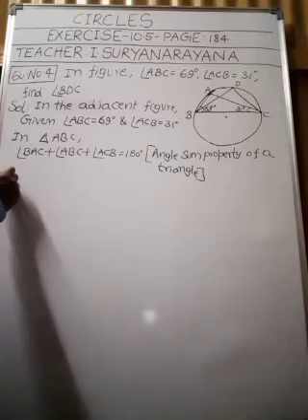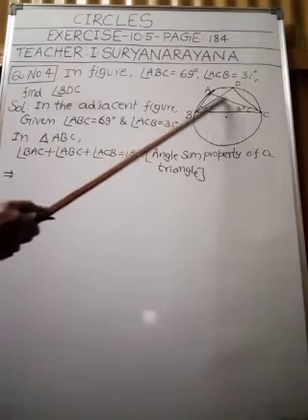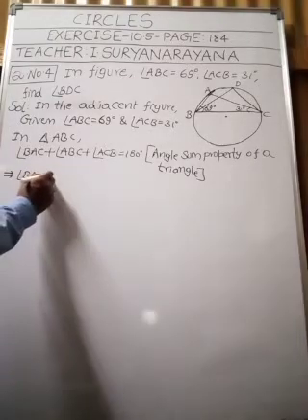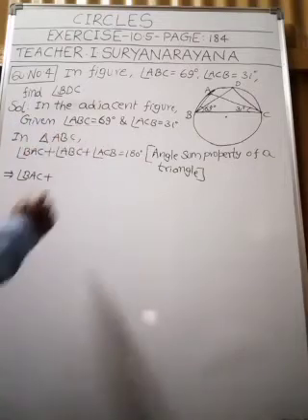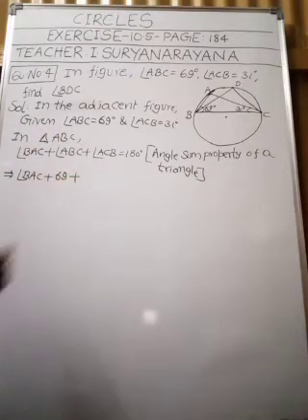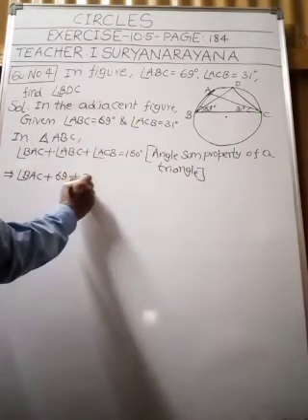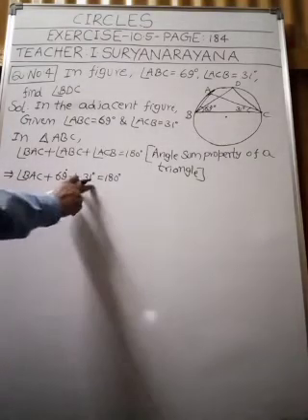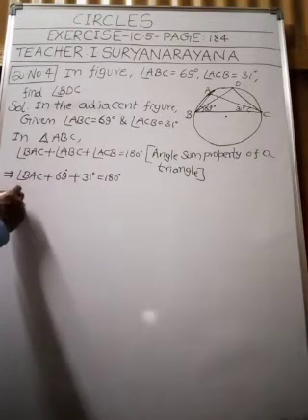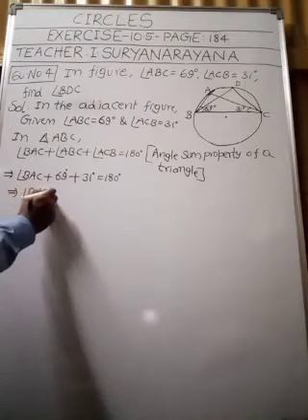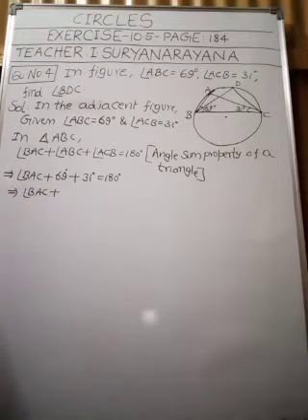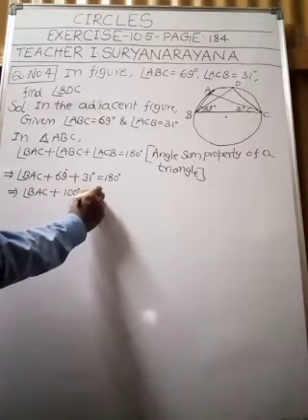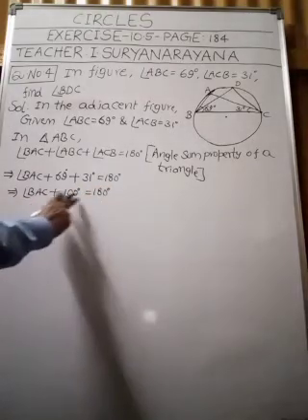Right. This implies we don't know angle BAC. We don't know the measurement of angle BAC. So we write angle BAC plus angle ABC, it is given 69 degrees, plus angle ACB, it is 31 degrees, is equal to 180 degrees. Okay, my children, understood this step? Right. This implies angle BAC plus, what will we get here? The sum of these two numbers, 100 degrees, is equal to 180 degrees. Understood this step, my children?